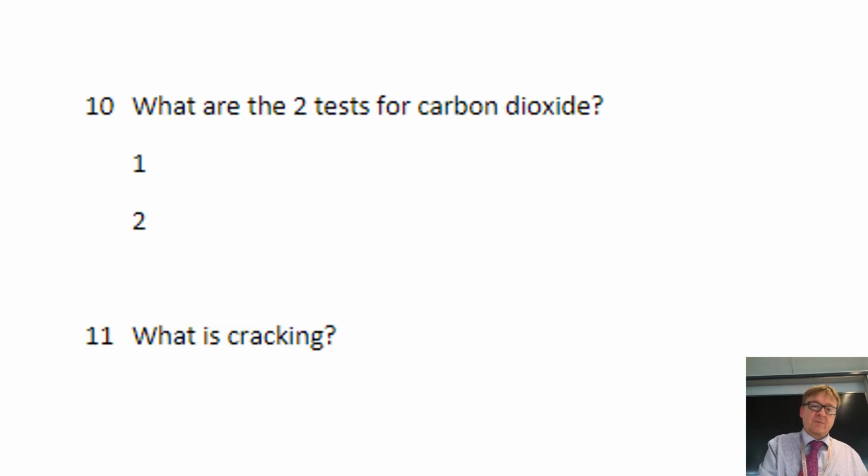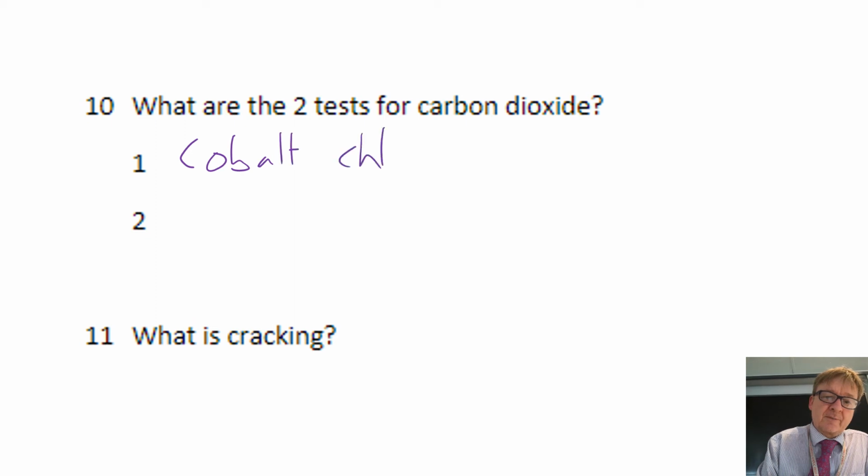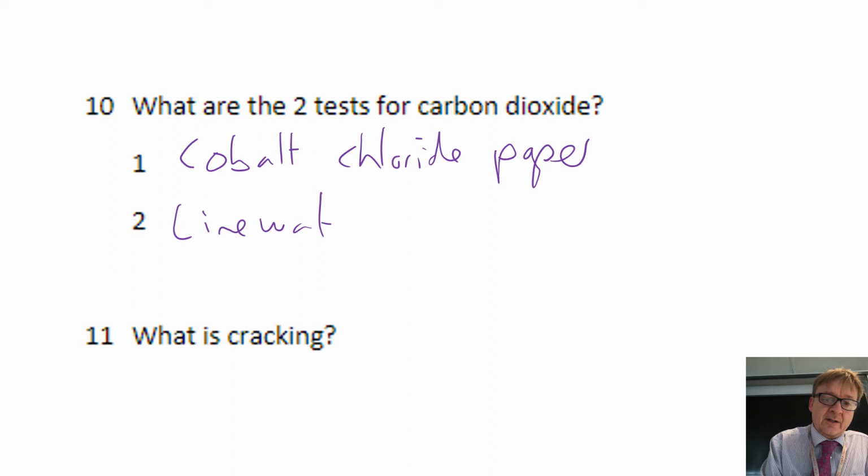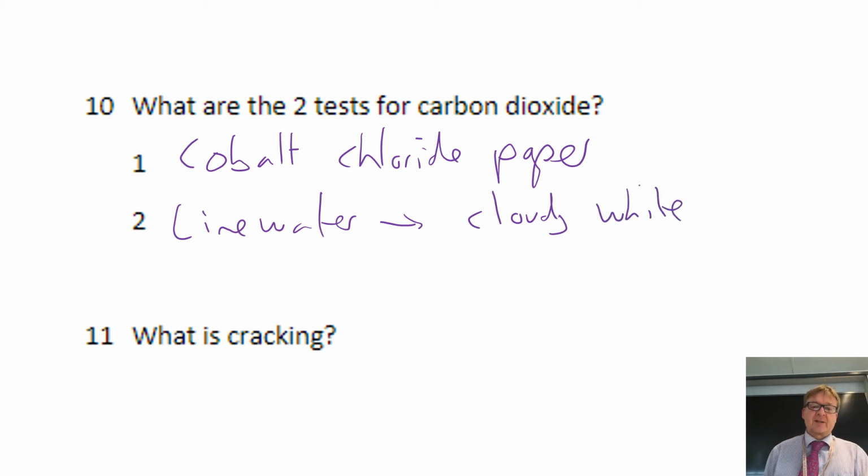Question number 10. What are the 2 tests for carbon dioxide? The first one is cobalt chloride paper. Okay, and the second one is you have lime water, and if you pass carbon dioxide through lime water, it goes cloudy white, it forms a white precipitate.